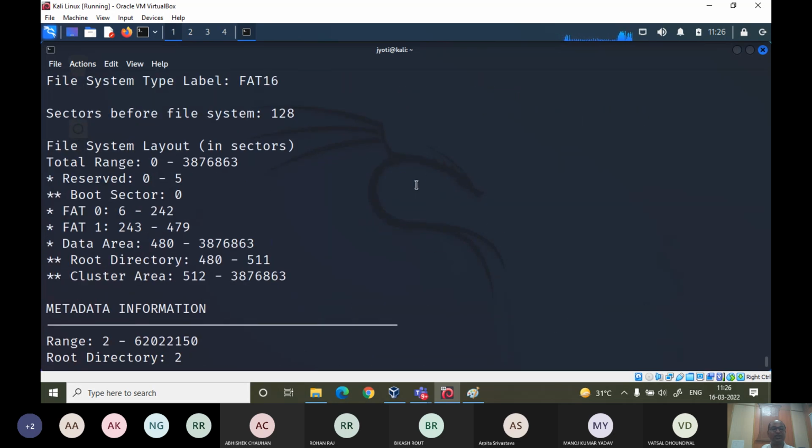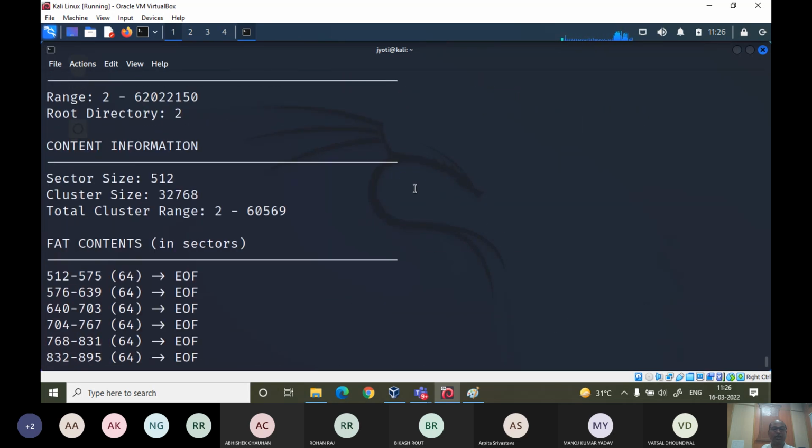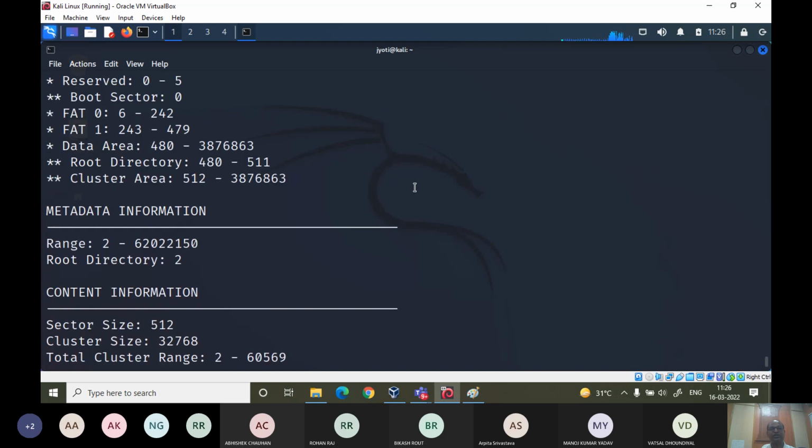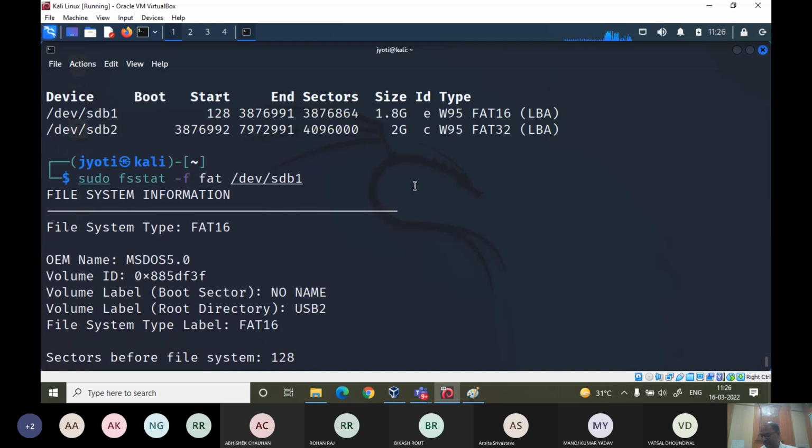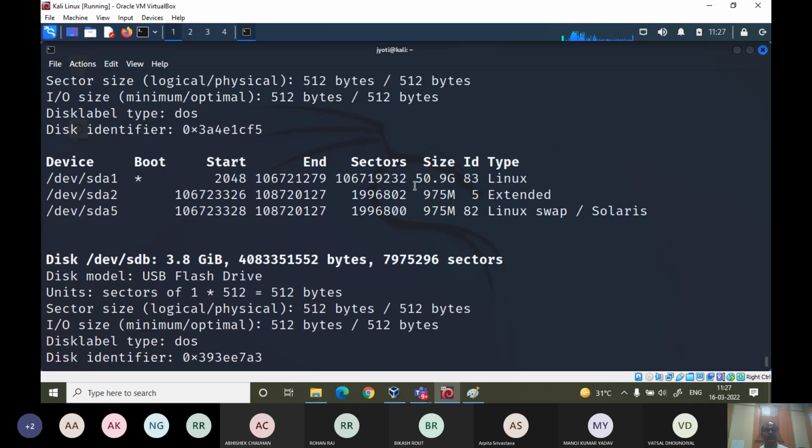I may give you this information and then ask you to draw the total file system structure on your paper: how it looks, where what is happening, how many clusters there are, or if a file is stored from this place to this place, what its total size is. That sort of simple calculation will be there.